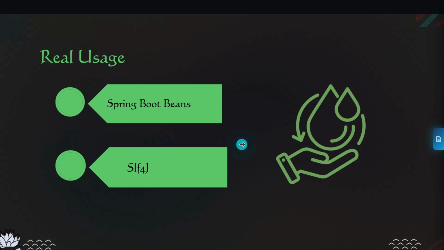Similarly for SLF4J as well. When we write LoggerFactory.getLogger, what is happening? A factory class creates and returns the appropriate logger object. So these are the real uses of the factory design pattern. The factory pattern is not just an interview concept or just theory. It is heavily used in real production systems to build scalable and loosely coupled applications.